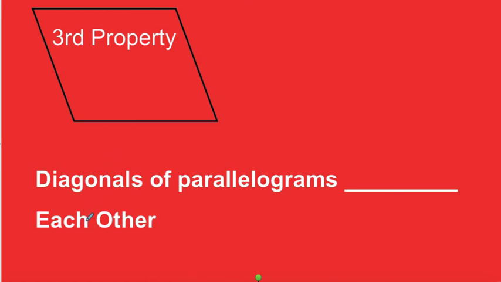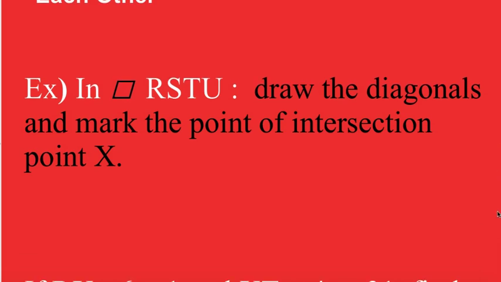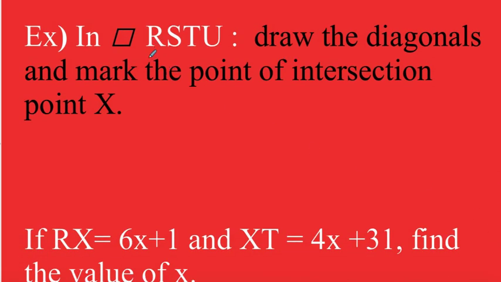The third property basically says that diagonals of a parallelogram bisect each other. Bisect each other. Remember that bisect means cuts into 2 equal parts. Okay? All right, so here's a great example. In RSTU, parallelogram RSTU, draw the diagonals and mark the point of intersection X.